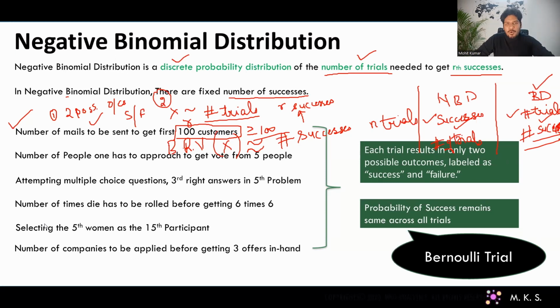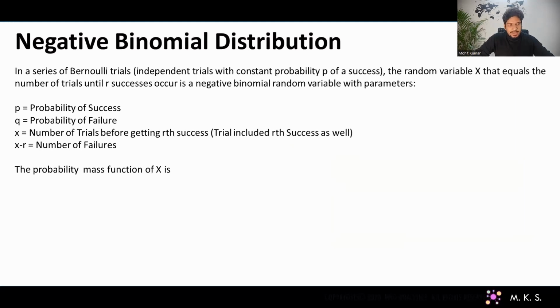Now let's move to the probability mass function and the CDF of the negative binomial distribution. Okay, so in a series of Bernoulli trials, independent trials with constant probability of success, that's the definition of your Bernoulli trial, the random variable X that equals the number of trials we need until we get R successes, we consider it as the negative binomial random variable. It has the below parameters, right?